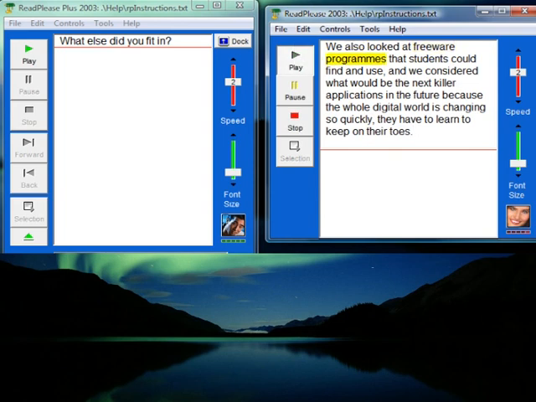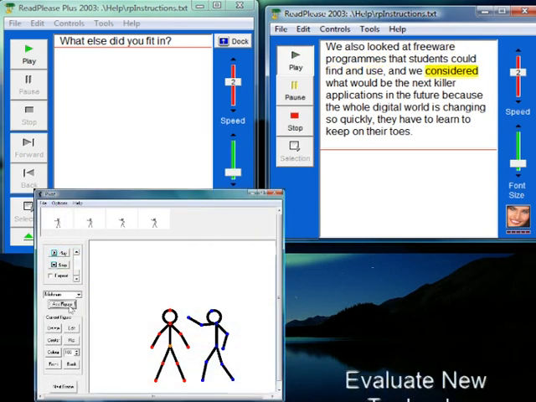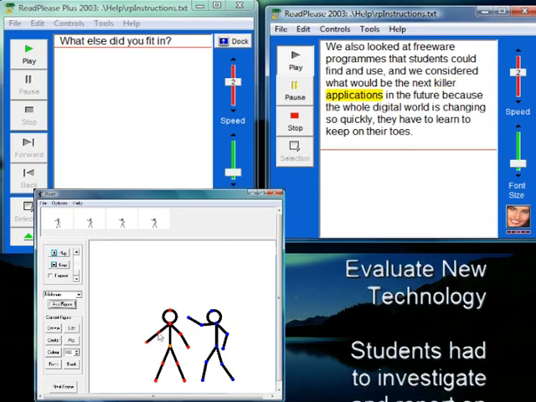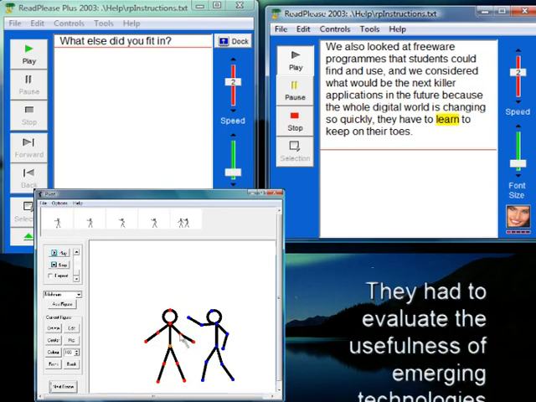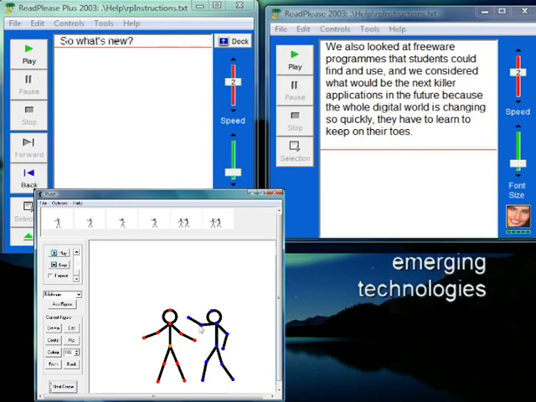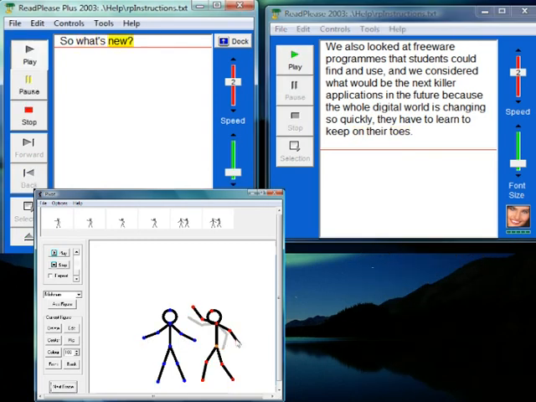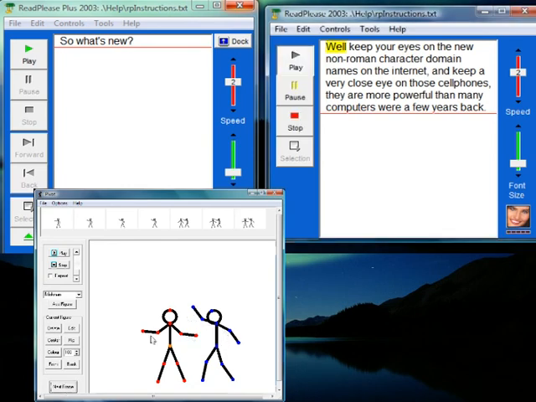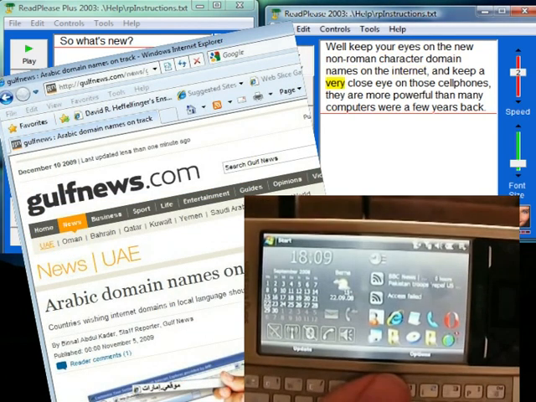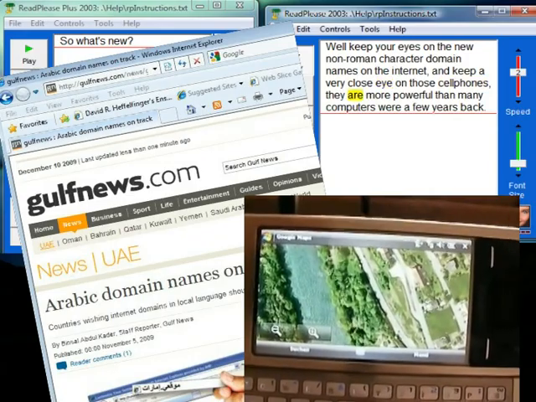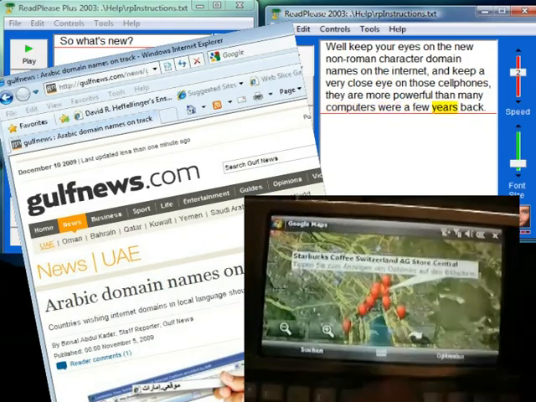We also looked at freeware programs that students could find and use, and we considered what would be the next killer applications in the future, because the whole digital world is changing so quickly, they have to learn to keep on their toes. So what's new? Well, keep your eyes on the new non-Roman character domain names on the internet, and keep a very close eye on those cell phones. They are more powerful than many computers were a few years back.